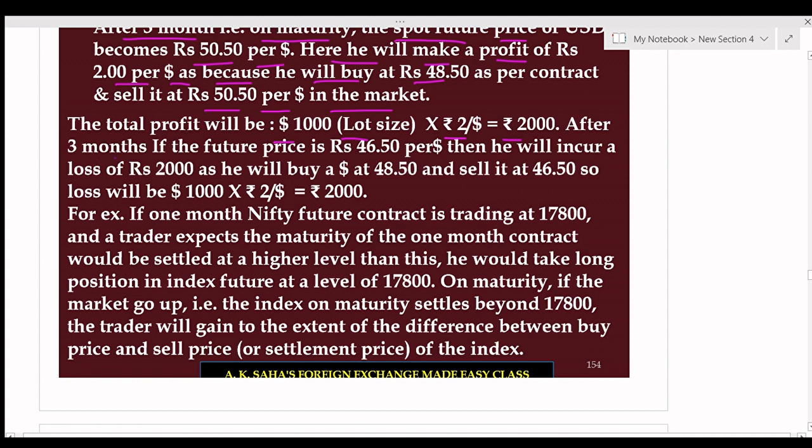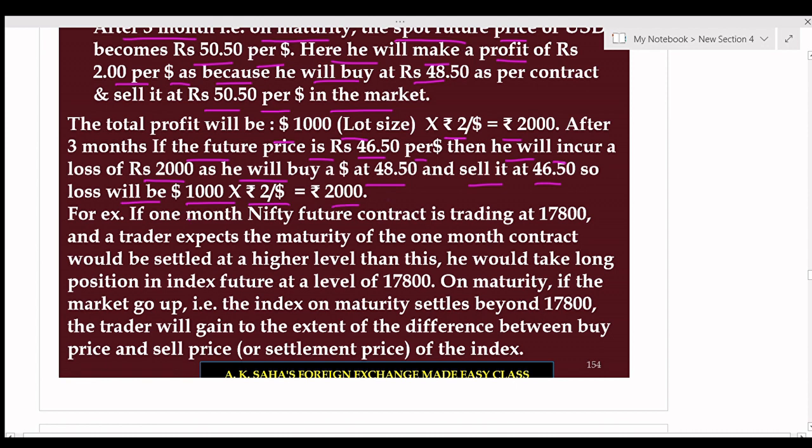After 3 months, if the future price is rupees 46.50 per dollar, then he will incur a loss of rupees 2000, as he will buy dollars at rupees 48.50 and sell at 46.50. So the loss will be $1,000 multiplied by rupees 2 per dollar, which is equal to rupees 2000.